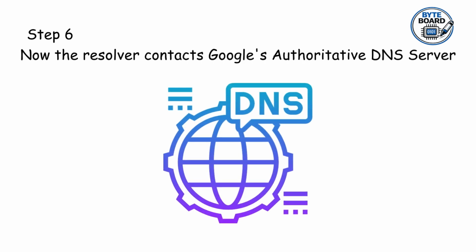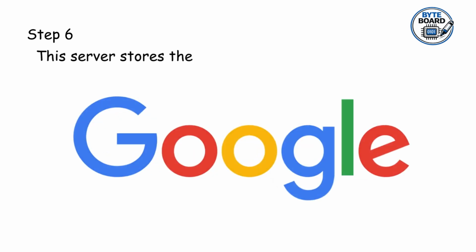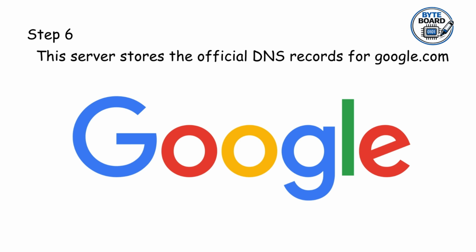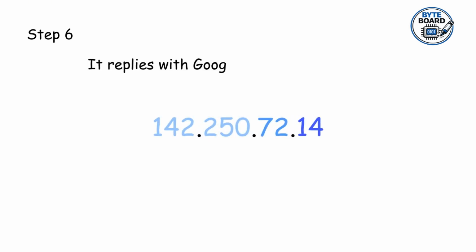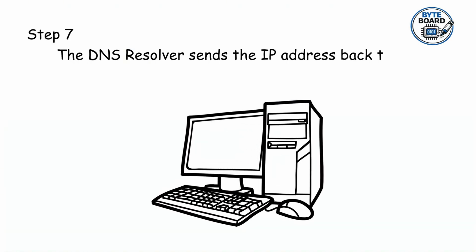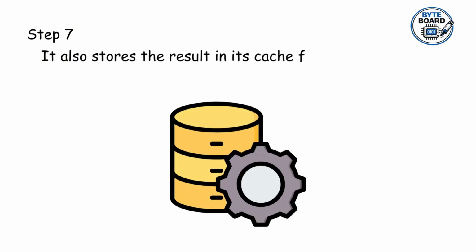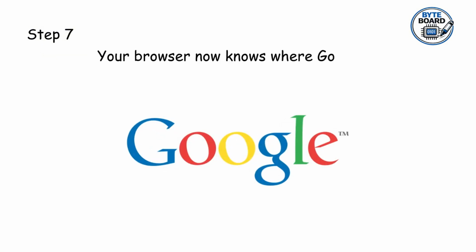Step 6, now the resolver contacts Google's authoritative DNS server. This server stores the official DNS records for google.com. It replies with Google's correct IP address. Step 7, the DNS resolver sends the IP address back to your computer. It also stores the result in its cache for future requests. Your browser now knows where Google is.